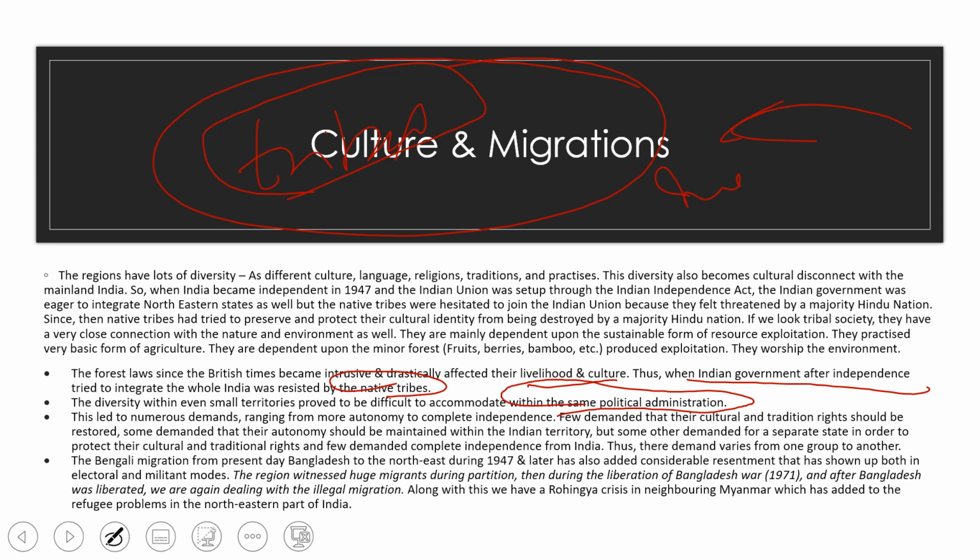So this led to numerous demands ranging from autonomy to complete independence. Some tribes want an autonomous state, a few demanded that their cultural and traditional rights should be restored, some demanded that their autonomy should be maintained within Indian territory, but others demanded a separate state in order to protect their cultural and traditional rights. A separate state is acceptable, and a few demand complete independence from India. That is not accepted. If you want complete independence from India, no, that is not accepted. But if you want a separate state, it has been formed many times. Assam was bifurcated many times. Thus their demand varies from one group to another.